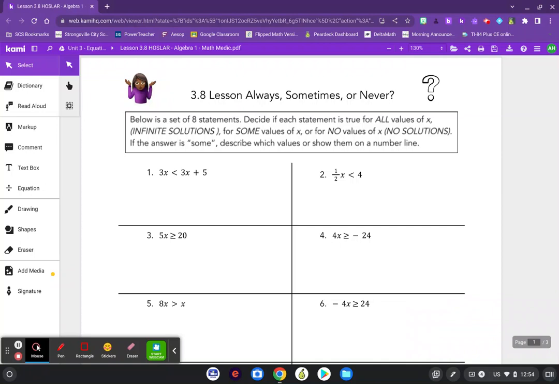Today in groups at the boards, students were presented with this always, sometimes, or never. Below is a set of 8 statements. Decide if each statement is true for all values of x. That would be infinite solutions, or we've talked about this as being all real numbers. So I'm actually going to cross that out and say all real numbers.